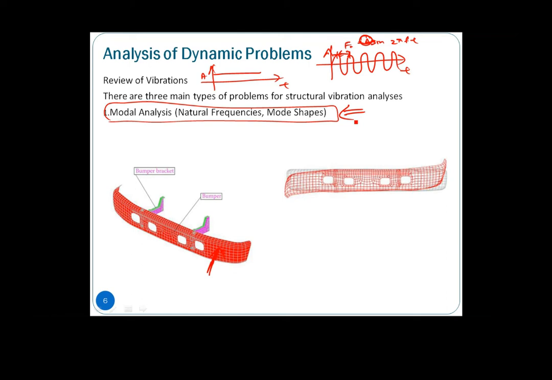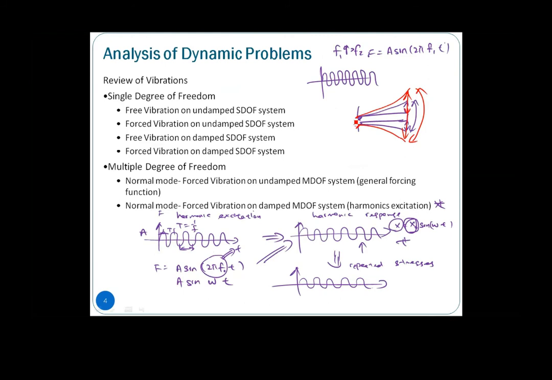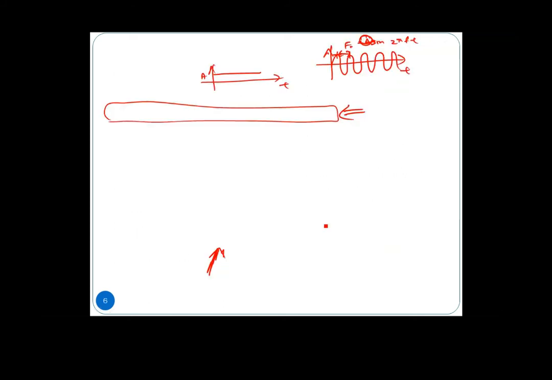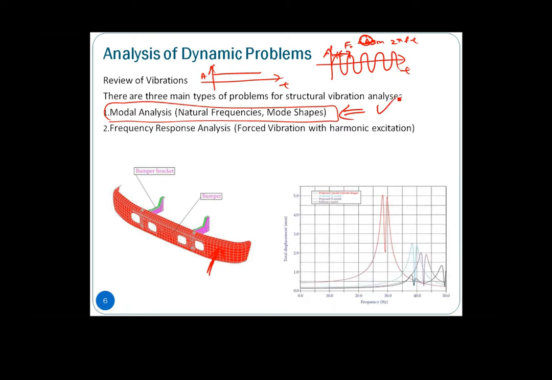So first thing, if you want to know harmonic response, we need to know its dynamic characteristics. Basically, we need to perform modal analysis. We need to know a set of this. Then we have the frequency response analysis, or what we call harmonic analysis or harmonic response analysis. So this is what I have mentioned to you. We are finding the X.